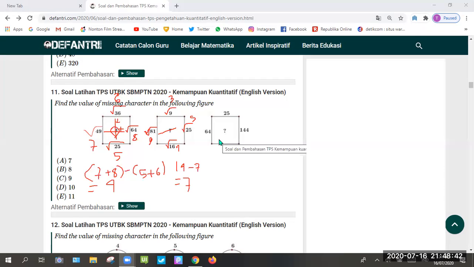Excuse me, can you move the cursor? Sure. Thank you very much.